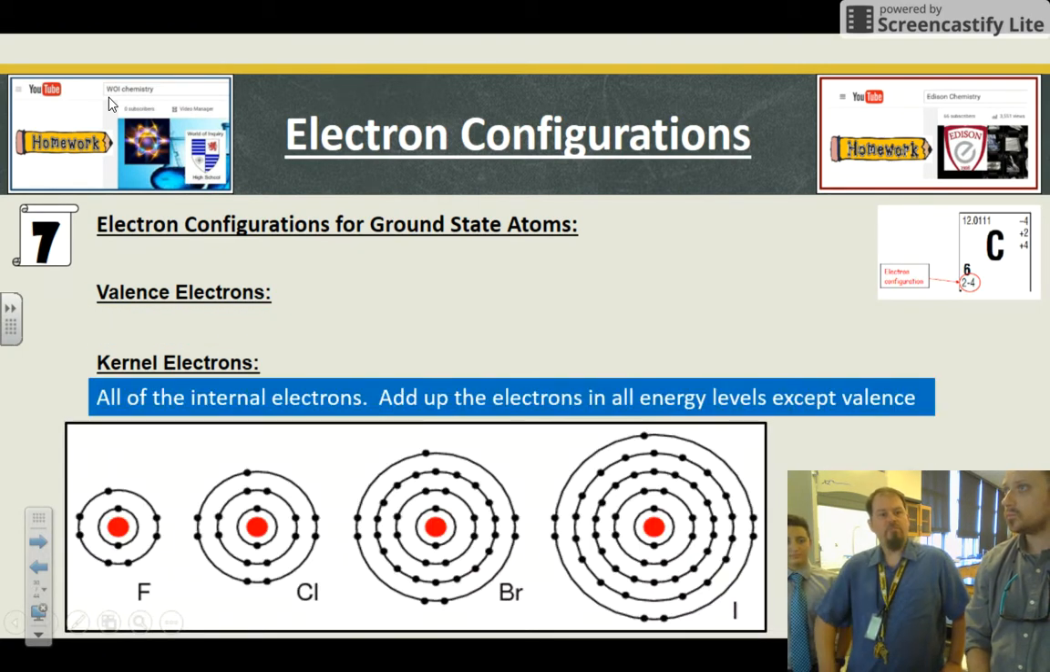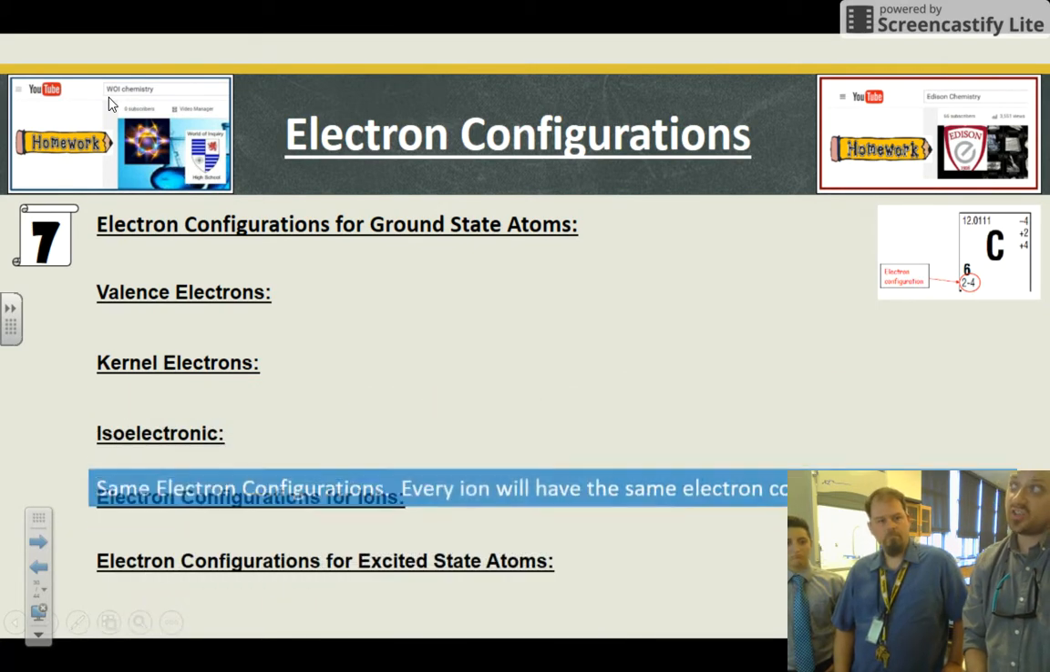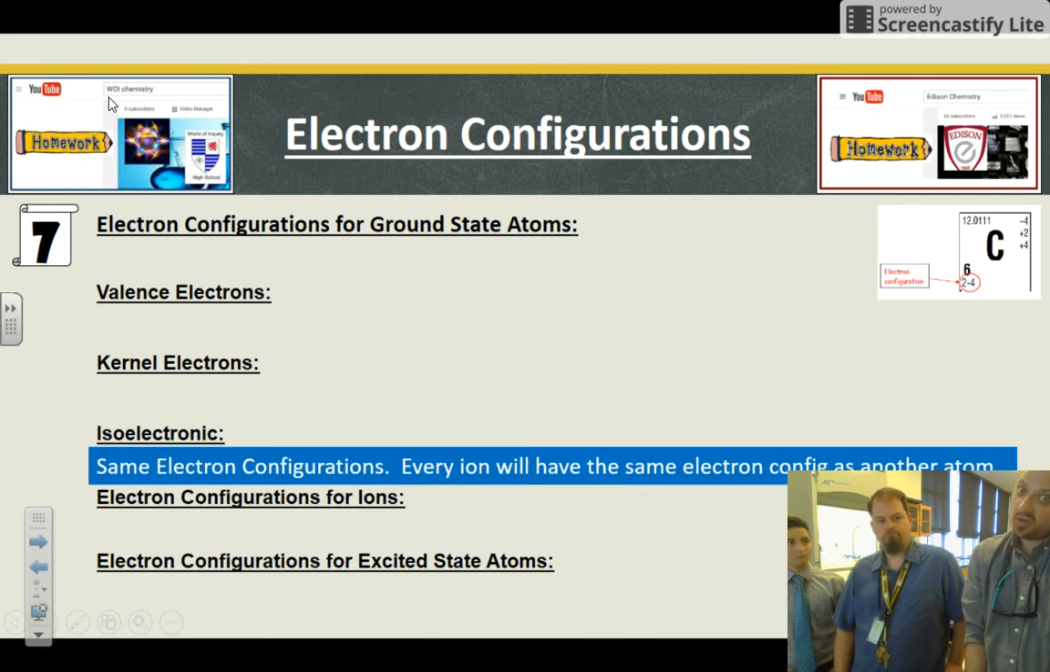The kernel is all of the internal electrons. So if you're not a valence electron, you're a kernel electron. It's just that simple. Add up all the rest of them and you got it. They're the inside ones, like kernels are on the inside of popcorn. It's all kernel.